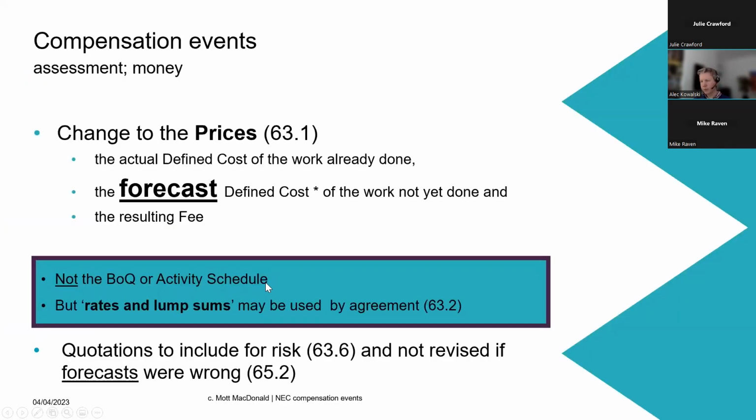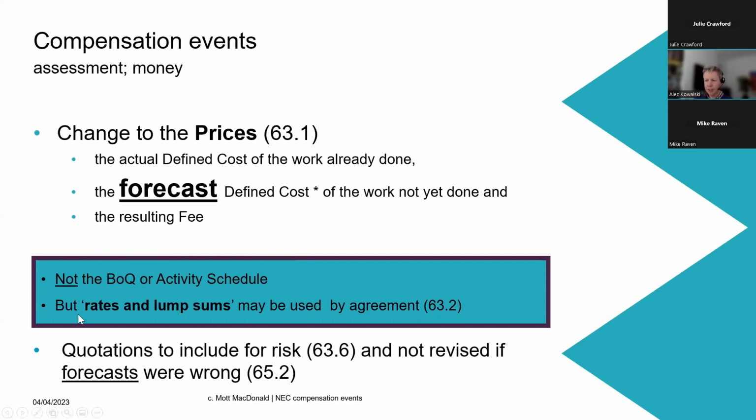Okay, when we do this assessment, we don't use the bill of quantities full of rates and quantities, and we don't use the activity schedule, which has got prices against activities. We do an assessment of the actual defined cost occurred and the forecast defined cost, and we do that for all options. Even A and B are done using defined costs. Okay, so that's what we should do.